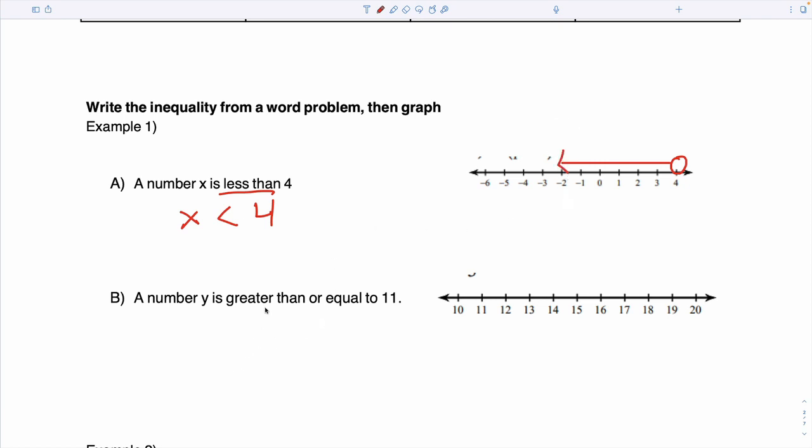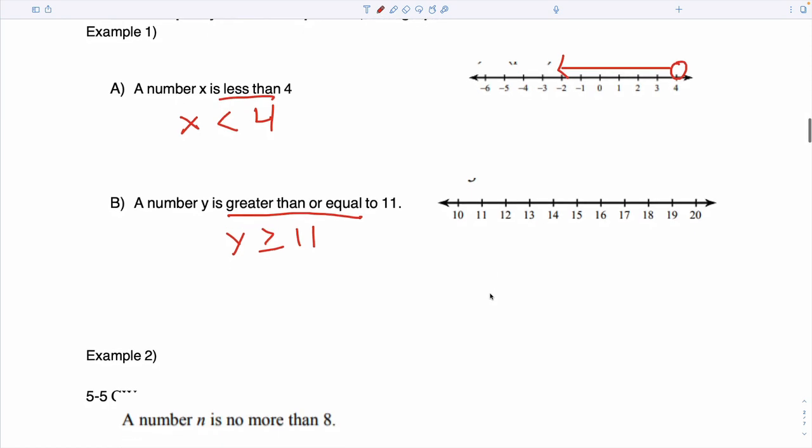Similarly, you could have a number y, and it's greater than or equal to 11. It literally tells you what it is. It says y is greater than or equal to 11. Graph that one, put it on 11. Pac-Man has a chin, and it is bigger than 11.